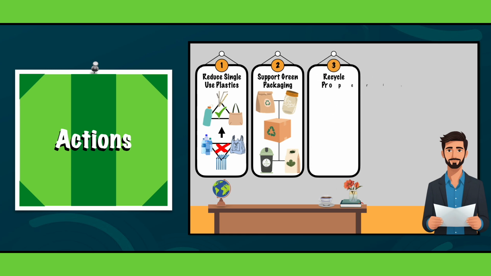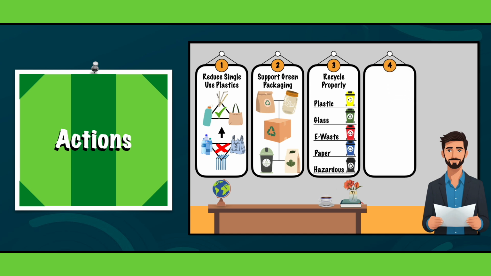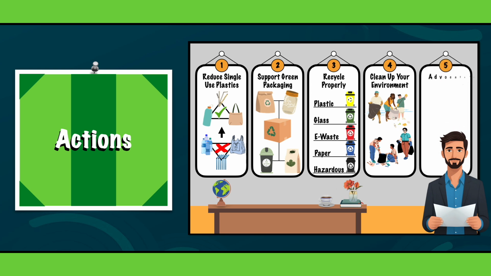Third, recycle properly. Ensure you're following your local recycling guidelines and avoid contaminating recyclable plastics with food waste. Fourth, clean up your local environment. Participate in beach cleanups or community recycling drives. Every little bit helps. And finally, advocate for stronger policies. Push for legislation that bans harmful plastics, encourages recycling, and funds cleanup efforts around the world.